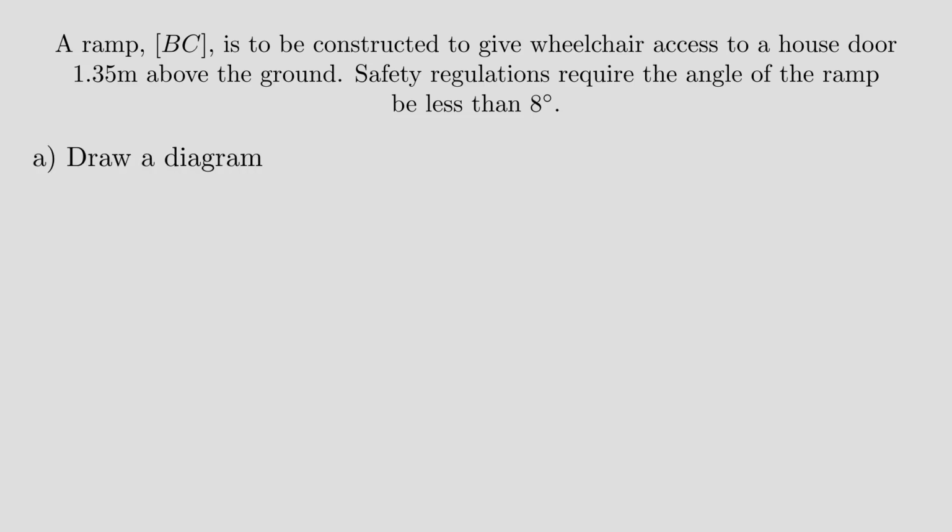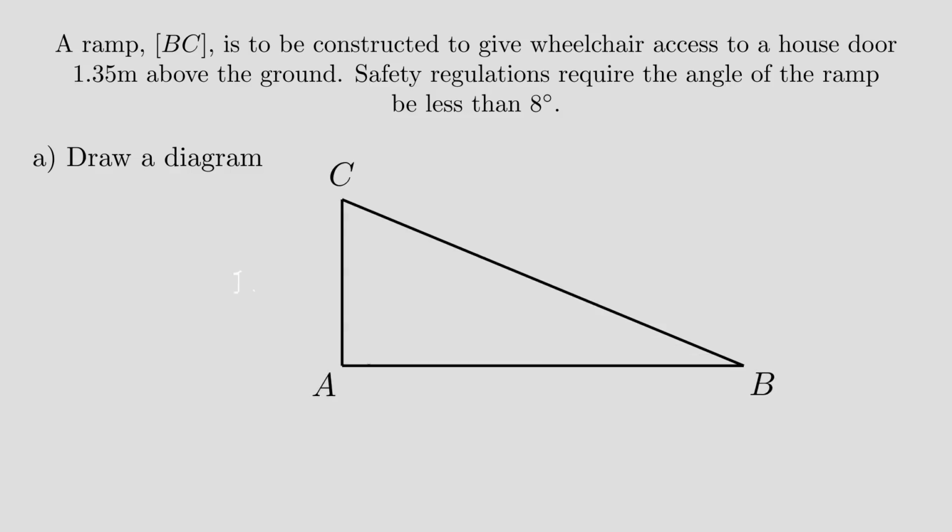Let's apply these ideas to a typical IB problem. We need to build a wheelchair ramp. The door is 1.35 meters above the ground, and for safety, the angle of the ramp must be less than 8 degrees. First, in part A, we have to draw a figure. This is always our first step.